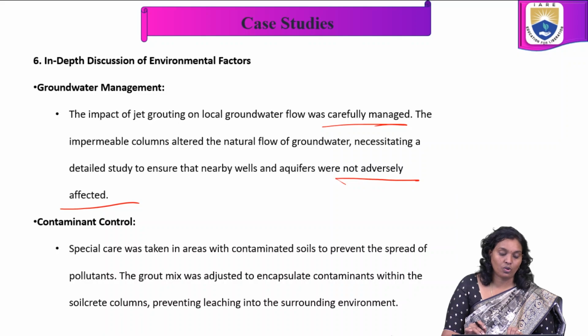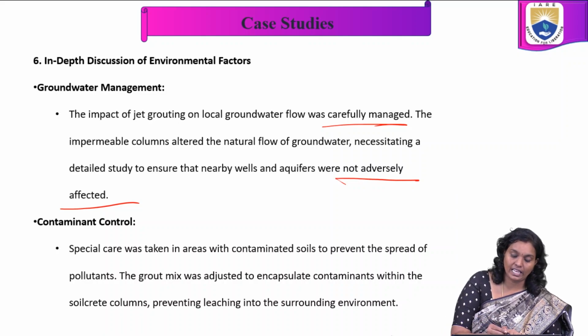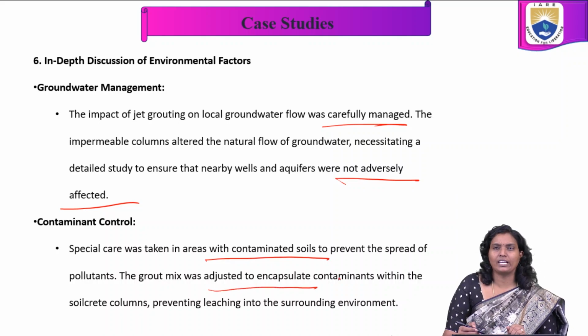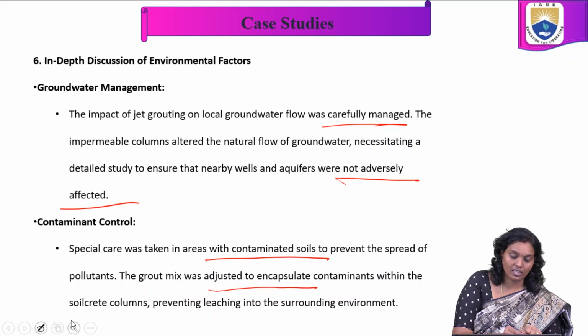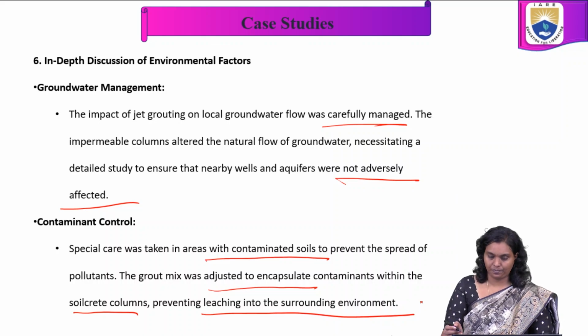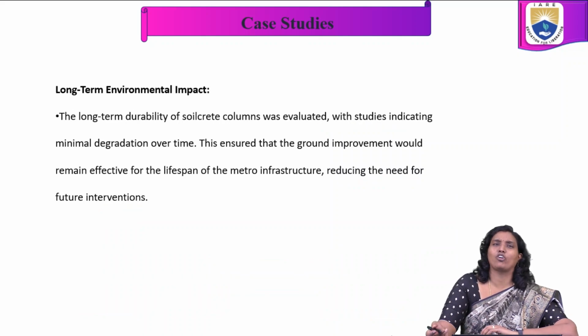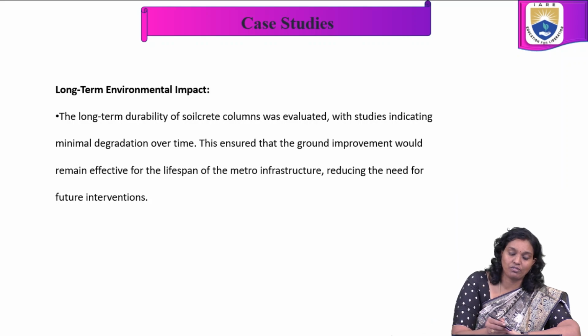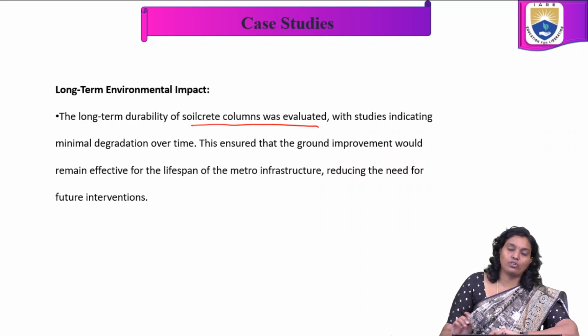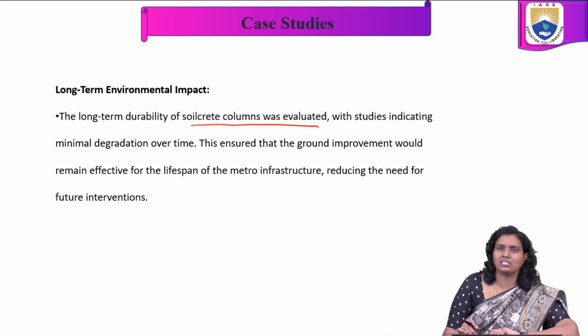And contaminant control. Special care was taken in areas with contaminated soils to prevent the spread of pollutants. The grout mix was adjusted to encapsulate contaminants within the soilcrete columns, preventing leaching into the surrounding environment. In the long-term environmental impact, the durability of soilcrete columns was evaluated, with studies indicating minimal degradation over time. This ensured that the ground improvement would remain effective for the lifespan of the metro infrastructure, reducing the need for further interventions.